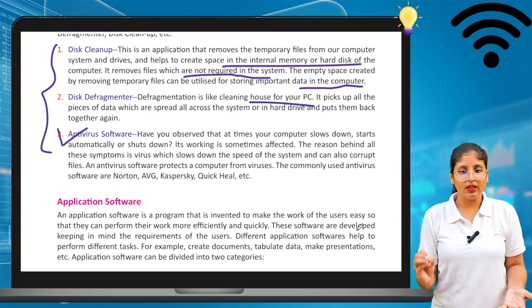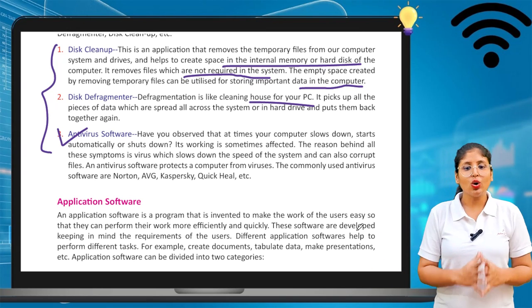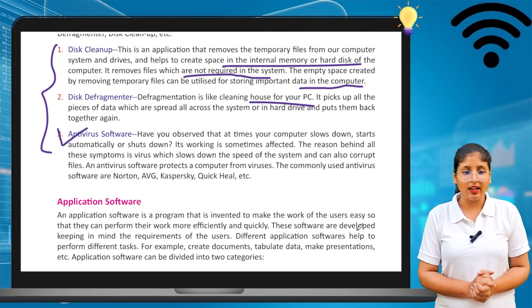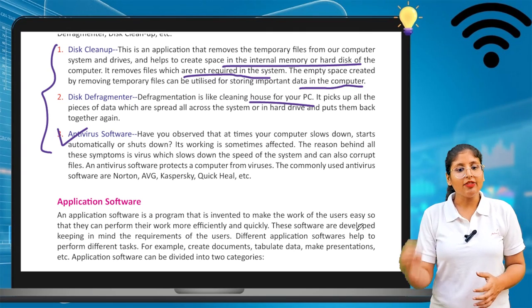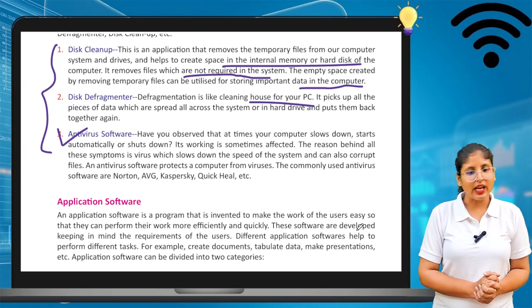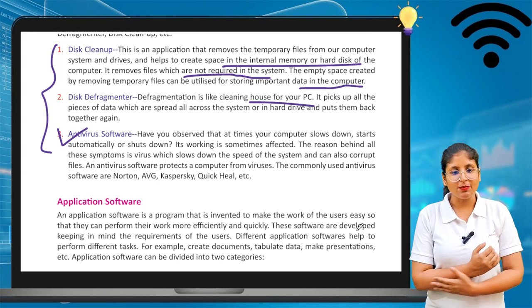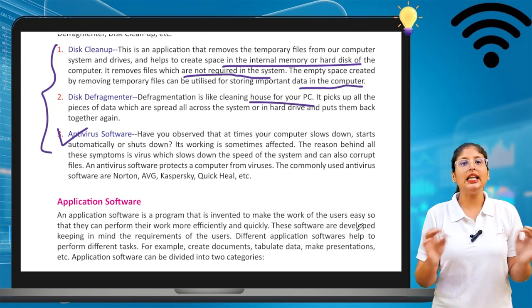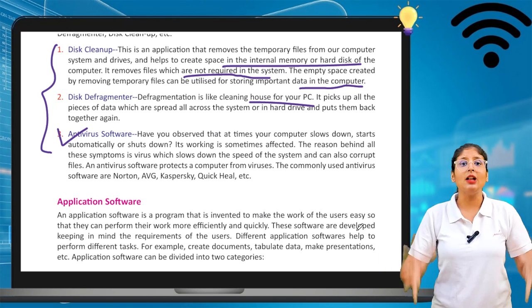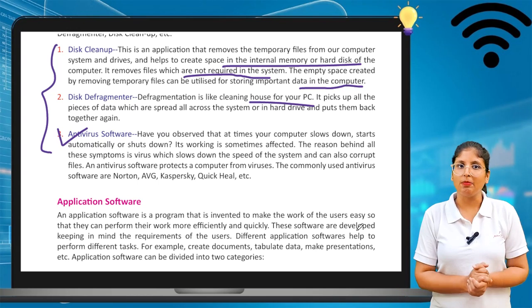The main reason behind all these symptoms is a virus, which slows down the speed of the system and can corrupt files. Antivirus software protects our computers from viruses. The commonly used antivirus software are Norton, AVG, Kaspersky, Quick Heal. These antivirus software help our computer function properly and keep it safe.